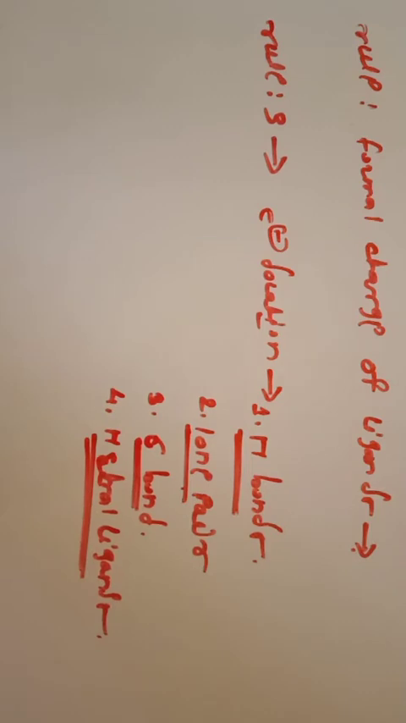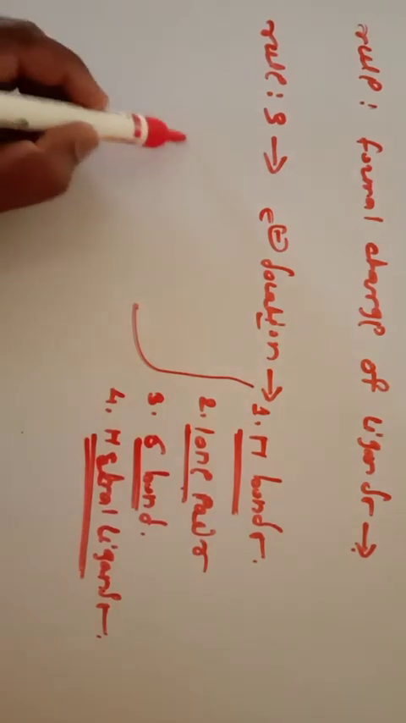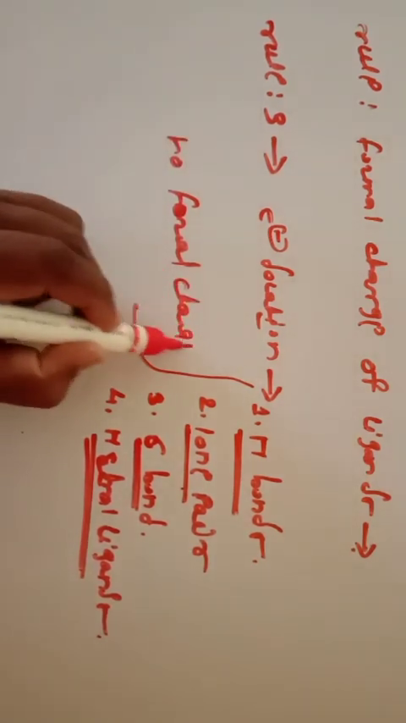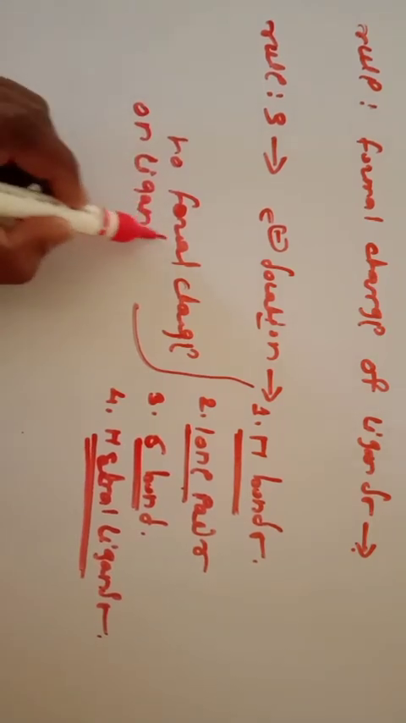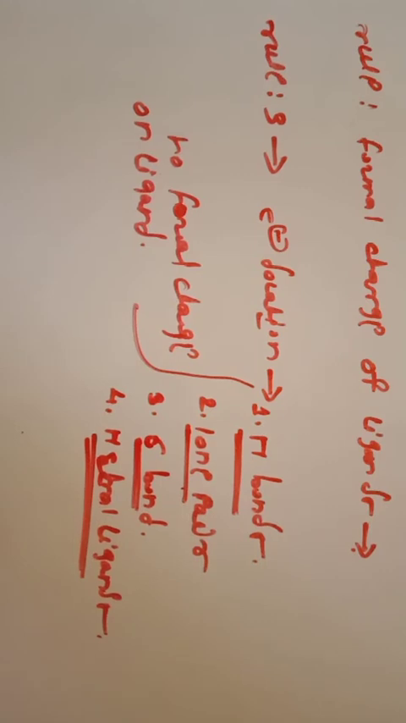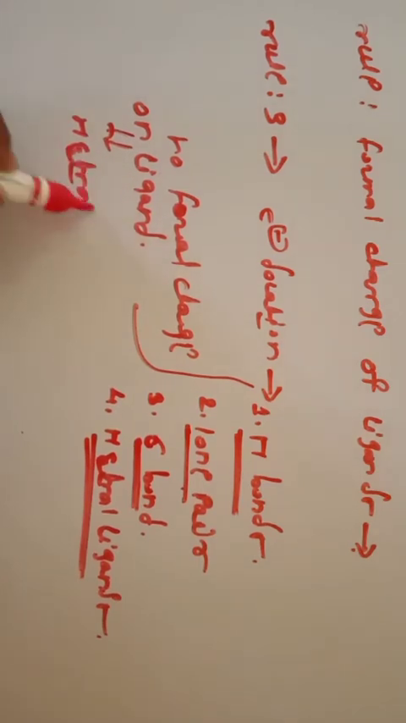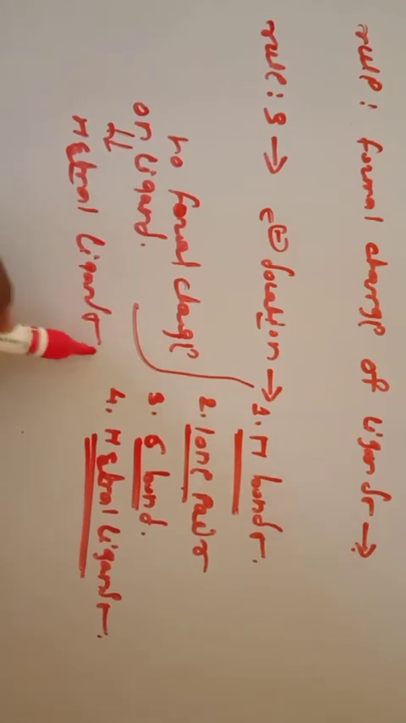So whenever a pi bond, lone pair, or sigma bond contributes the electrons, all these ligands are considered neutral ligands, because this is rule three: whenever the electron donation is by pi bonds, lone pairs, or sigma bonds, there is no formal charge on the ligands, and the ligands are neutral ligands.